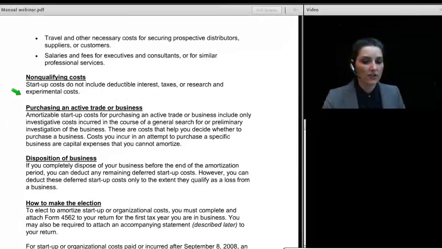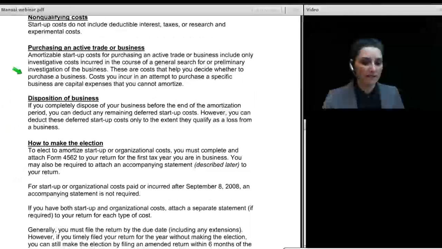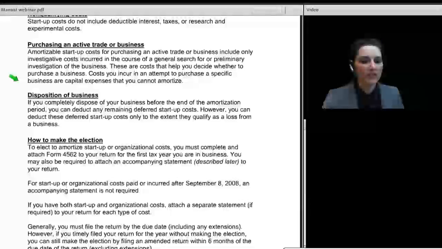Startup costs do not include deductible interest, taxes, or research and experimental costs. If you purchase an active trade or business, amortizable startup costs include only the investigative costs incurred in the course of a general search for or preliminary investigation of the business. These are costs that help you decide whether to purchase a business. Costs you incur in an attempt to purchase a specific business are capital expenses that you cannot amortize.